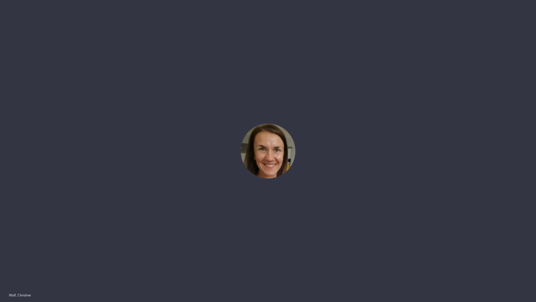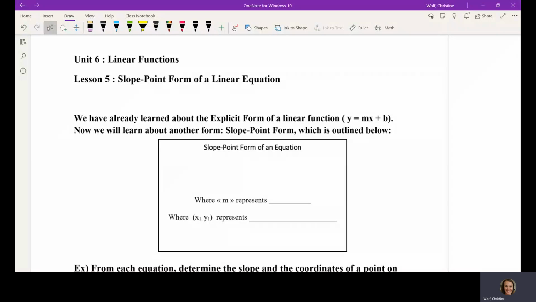Lesson 5 of Unit 6, our second last lesson. In this lesson, we're going to learn about another type of equation. This type of equation is called slope-point form. The one we learned about in 6.3 was called slope-intercept form.